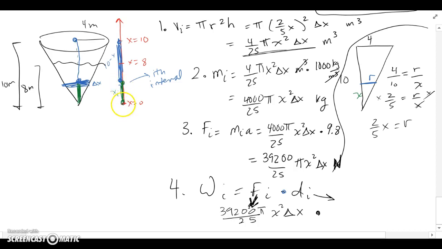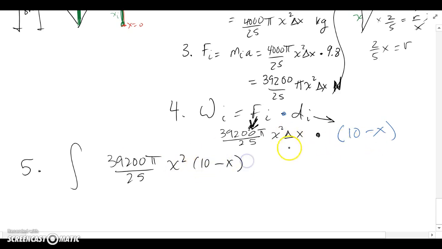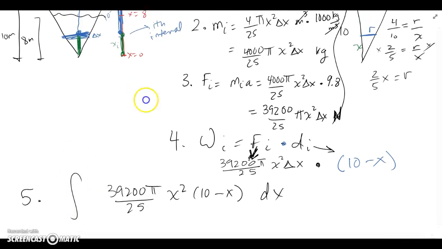Again, because the green piece touching my origin is x itself, and the whole thing is 10, 10 minus the piece touching the origin leaves me the leftover. That's the distance that that one piece actually moves to go up to the top based on the axis I have. From there, we're going to set up our integral. So we got the coefficient, we got x squared, the quantity 10 minus x, and then my delta x is my dx.